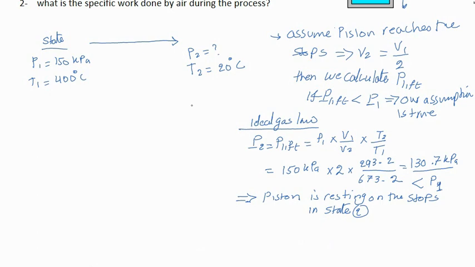However, this means that we have missed an intermediate state, the state where the piston is resting on the stops while the pressure is still 150 kilopascal. Remember, the piston is going to drop down, and just about hitting the stops, the pressure is going to be 150, and after that, the pressure is going to start dropping to the 130.7 as shown here.